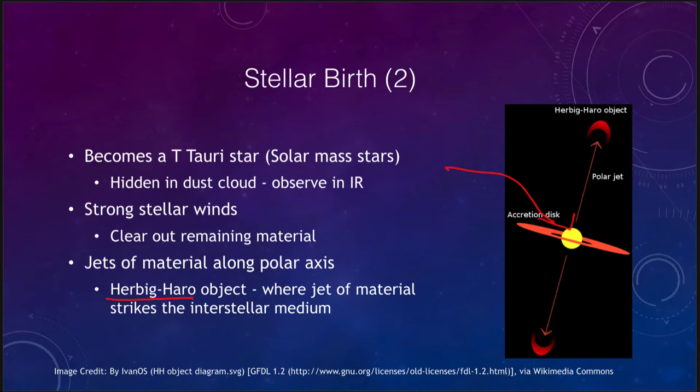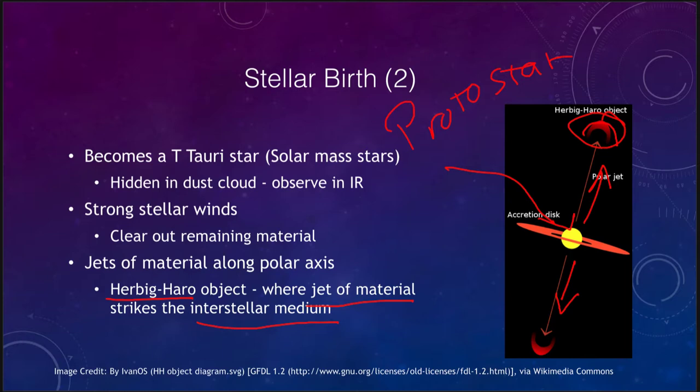And we have the accretion disk of material around it. And then perpendicular to that, we have the jets coming out this way and this way that then impact material around it. And this is what we call the Herbig-Haro object. It's not the protostar. It's not the accretion disk. It is the point where the jets of material strike the interstellar medium and heat that up and cause it to glow.